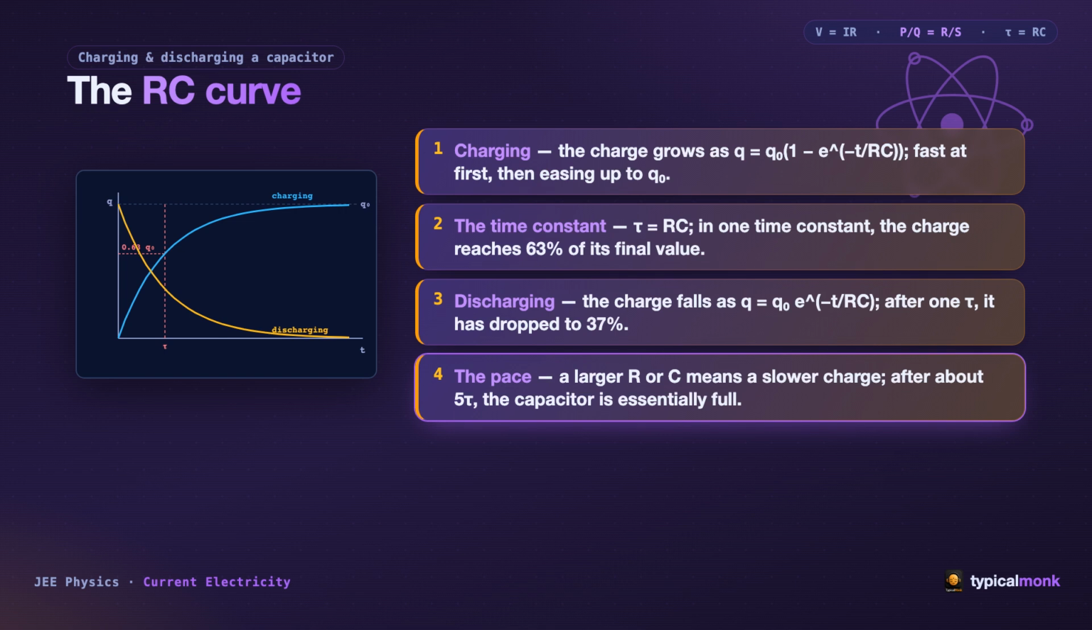The pace: a larger R or a larger C means a slower charge. And after about 5 time constants, the capacitor is, for all practical purposes, completely full.